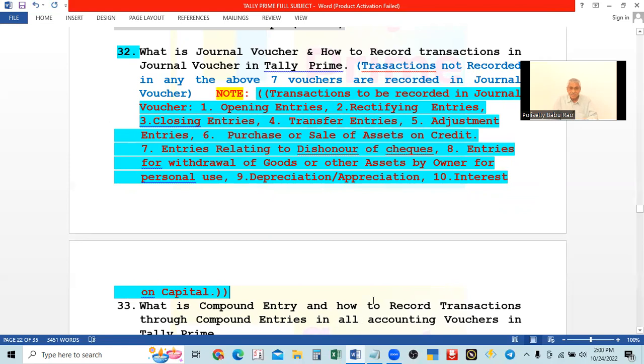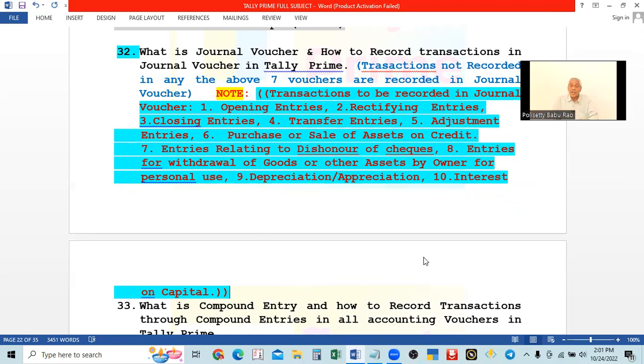So this journal is also used the same as the receipt, payment, and contra vouchers, in voucher mode. But there is one difference.